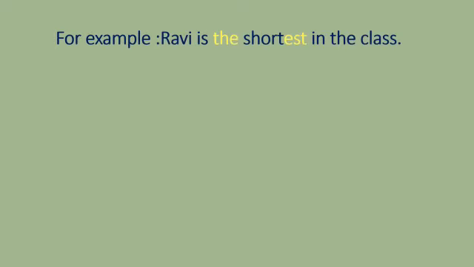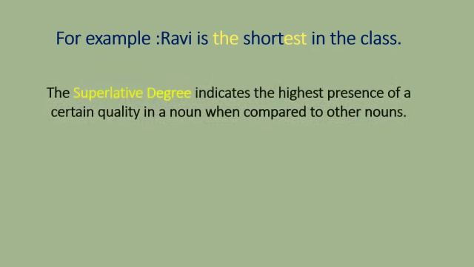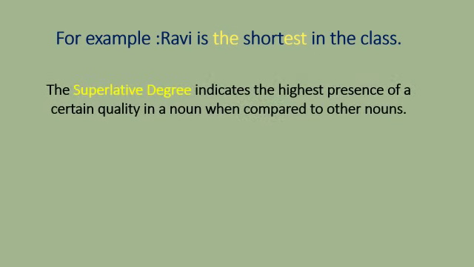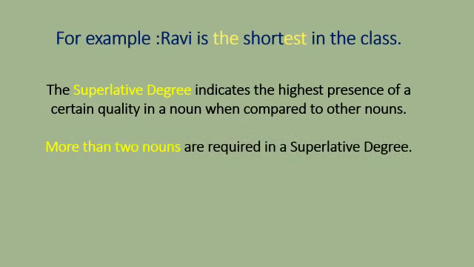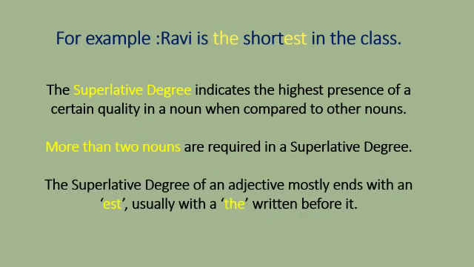For example, Ravi is the shortest in the class. The superlative degree indicates the highest presence of a certain quality in a noun when compared to other nouns. More than two nouns are required in a superlative degree. The superlative degree of an adjective mostly ends with an est, usually with a the written before it.